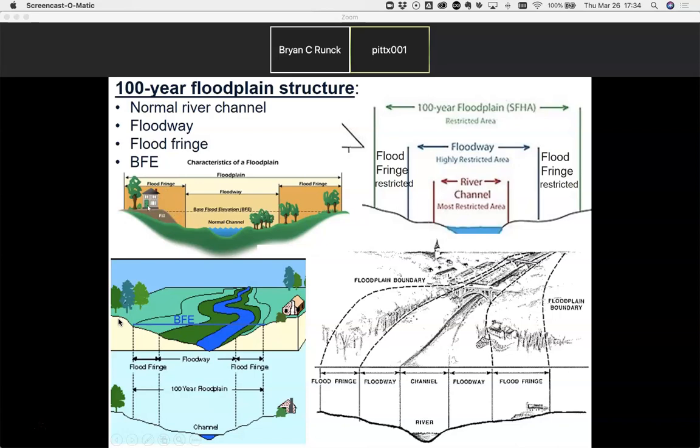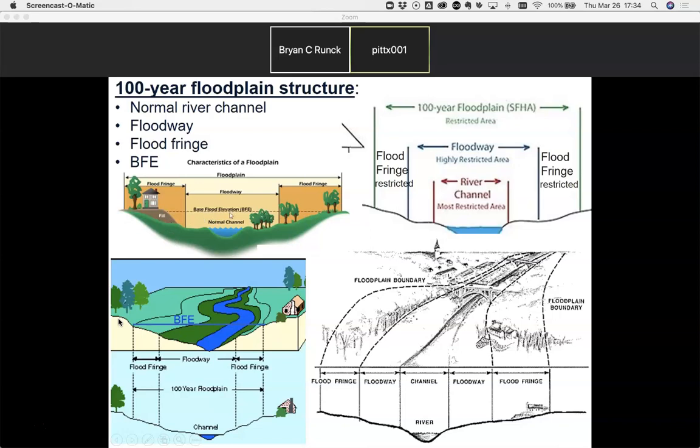The flood fringe exists on both sides of the floodway, but it's not symmetrical in terms of its spatial extent or its characteristics, because its spatial extent is determined by topography and by land use and land cover.